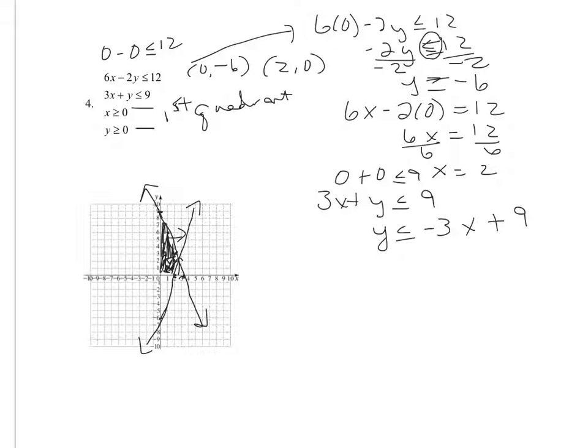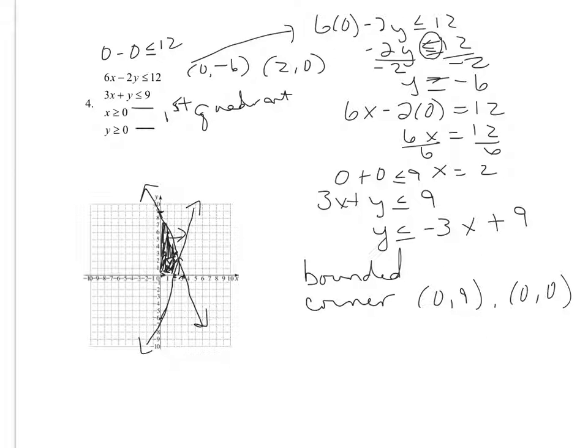What I need to determine now is, is this bounded or unbounded? This is going to be bounded because this is completely closed in. And then I've got to find my corners. And I have a corner here, which is 0, 9. I have a corner here, which is 0, 0.